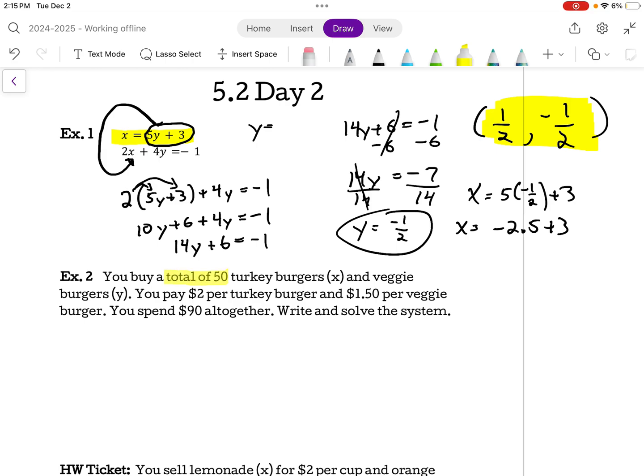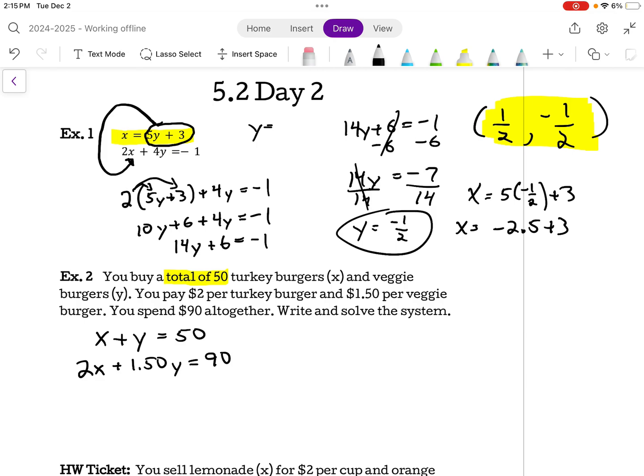A couple bits of information that are important: a lot of times it will tell you how much you buy. So buying a total of 50 is going to say that however many turkey burgers I buy plus however many veggie burgers is going to total 50. It also is talking about how much I spend. So $2 times the amount of turkey burgers, remember turkey burgers were x, plus $1.50 times the number of veggie burgers, and altogether you spent $90. So there's my 2 equations that I wrote.